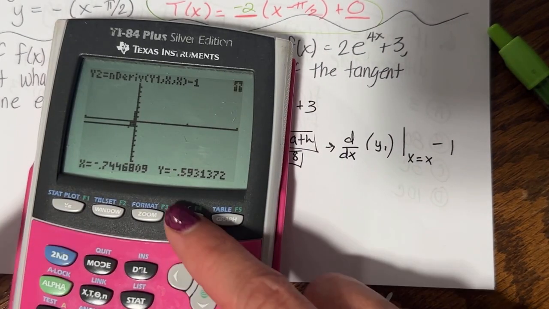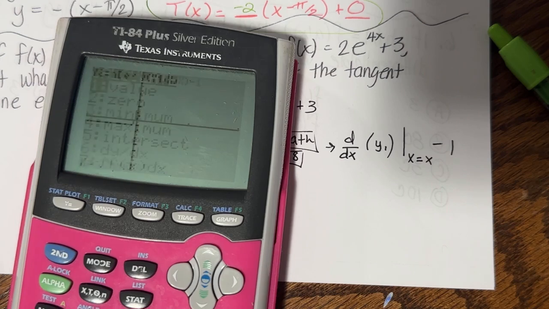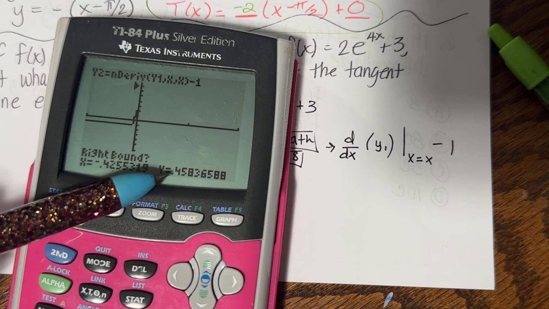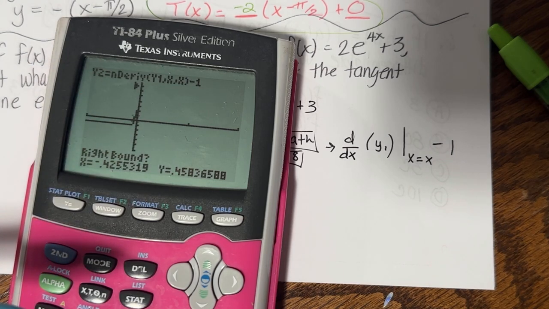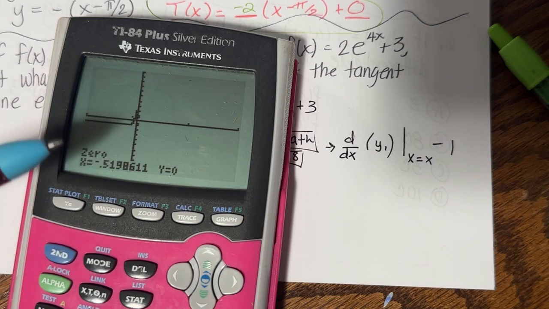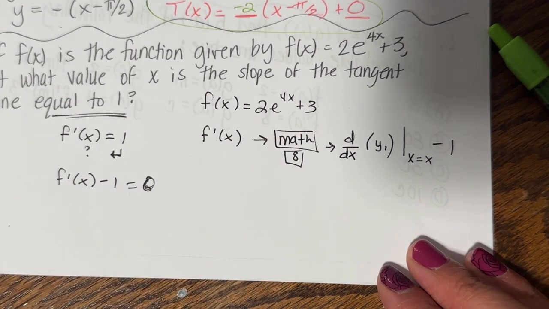So I want to hit second, calculate. I want to find the 0, so hit 2. I already have my left bound, so I'm going to hit enter. Scroll to the right so that I get to the next number. It should be positive. That's my right bound. Hit enter. And then it's going to guess the 0 that's in between that left and right bound. So the 0 is negative 0.5198, so negative 0.52.